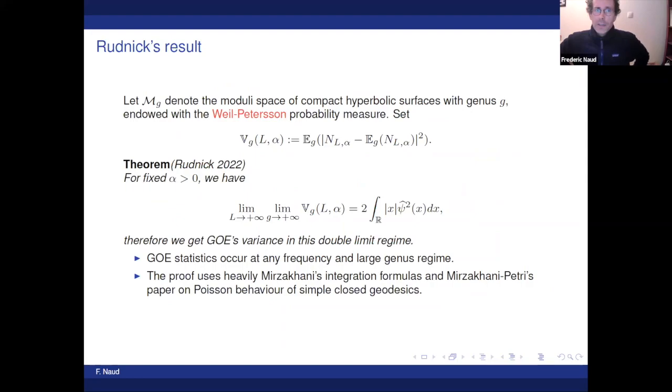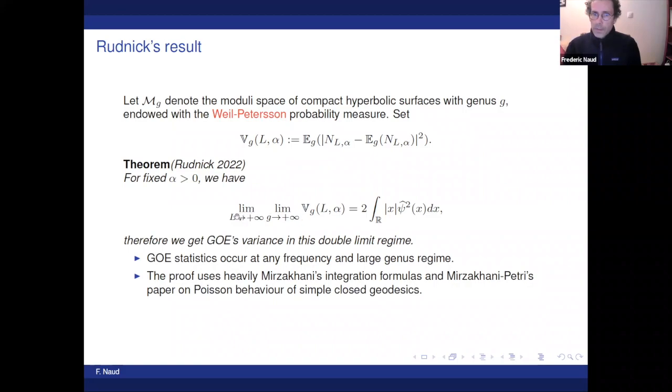there is a very recent result of Rudnick, which says the following thing. If you look at the moduli space of compact hyperbolic surfaces with genus g, there is a finite measure on it. So that gives you a natural probability measure on this moduli space. And you can look at the variance defined this way. So you just average over families of compact hyperbolic surfaces. And Rudnick's result is the following. So you don't need to go to high energy. You can fix alpha. But you take a double limit. So first, you average. Then you take the limit genus goes to infinity.